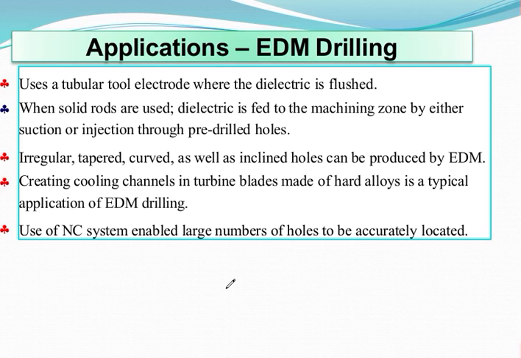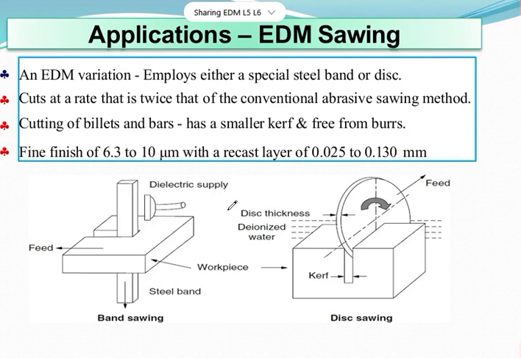And the next important thing is that the NC system enables a large number of holes to be accurately located, and it can be performed several times. Now the process has another application, that is end sawing. You can see an EDM variation that employs either a special steel band or disc and cuts at a rate that is twice that of conventional and abrasive sawing methods. Cutting of billets and bars has a smaller curve and is free from burrs, and you can get a surface finish of 6.3 to 10 micrometer with a recast layer of 0.025 to 0.130 millimeter.